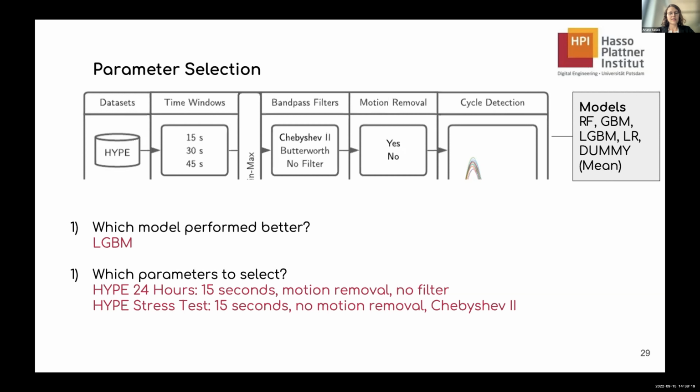And for the stress test, we also selected 15 seconds. Then no motion removal was necessary because people were actually at rest when we took their blood pressure and PPG data. And we kept the second-order Chebyshev filter. That's the one that was pointed to in the literature as the one to use. And there was no statistical difference between any of the filters. We could actually have used no filter at all, but we decided to go with this because for the other data sets later, we had to use a filter, and this could be used in all of them.